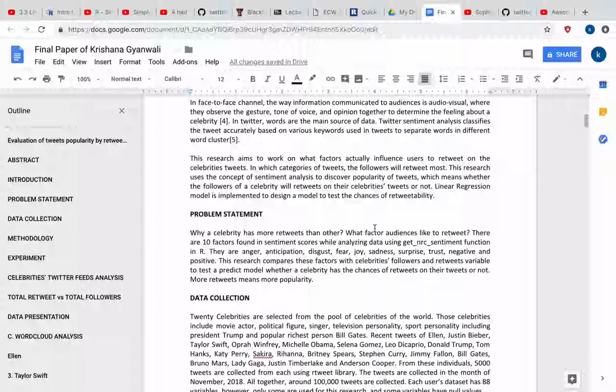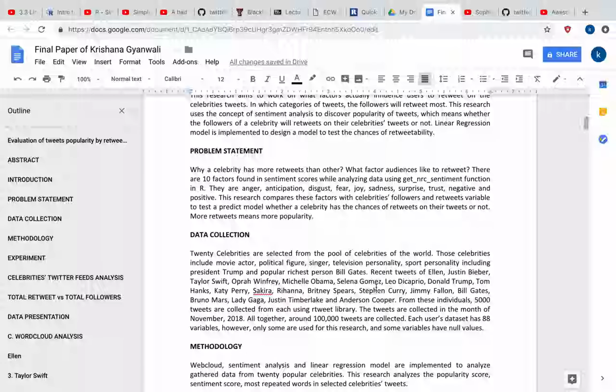And this research also analyzed word clouds, like what kind of words they use, whether they use words which have positive sentiments or negative sentiments, and whether those negative and positive sentiments have some effect on their popularity. So that is what this experiment focused on.